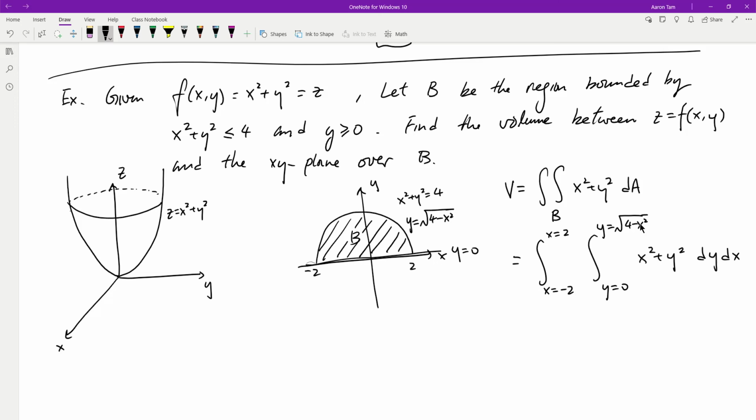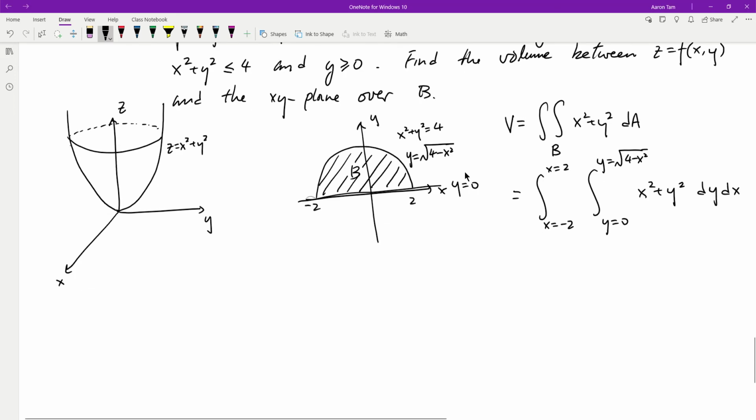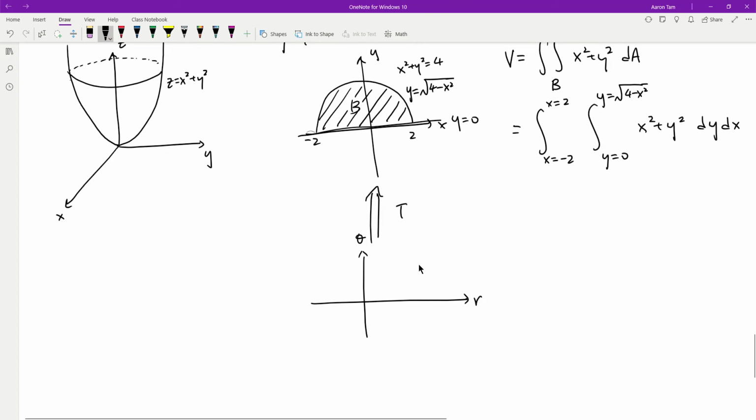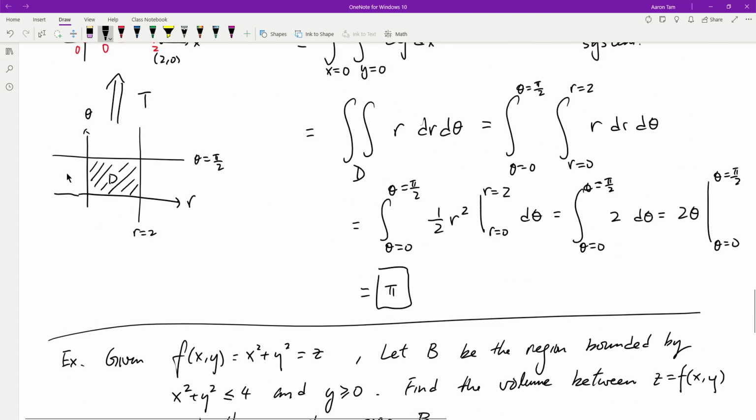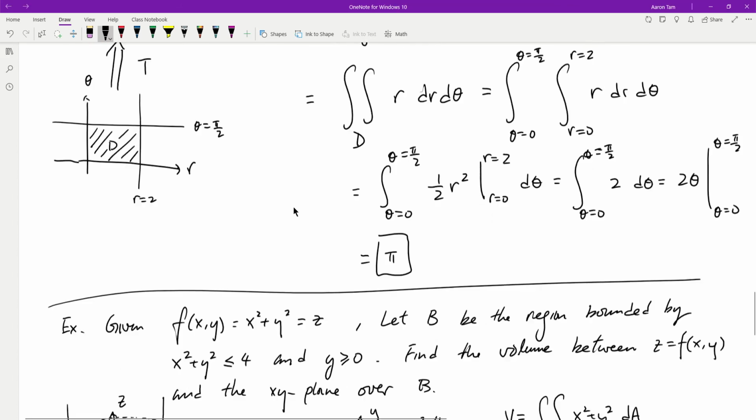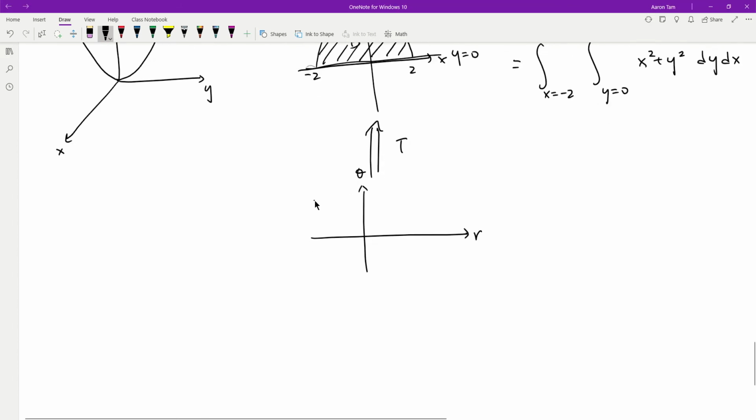What would happen if I do it in polar coordinates? Well, it actually becomes a lot easier. The reason why is, once again, what is the corresponding region in r theta that would describe this semicircle? Well, we did a quarter circle, which is this. A semicircle would just mean that we rotate more than just pi over 2. So in this case, here's theta equal to pi. 0 to pi is a semicircle. R will go from 0 to 2. Here's the corresponding region D.